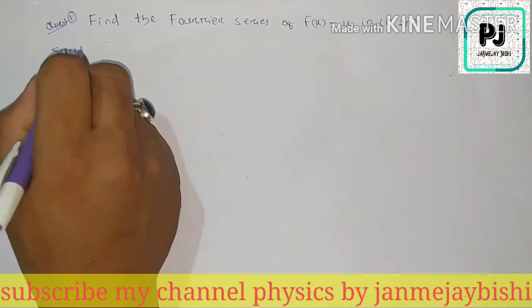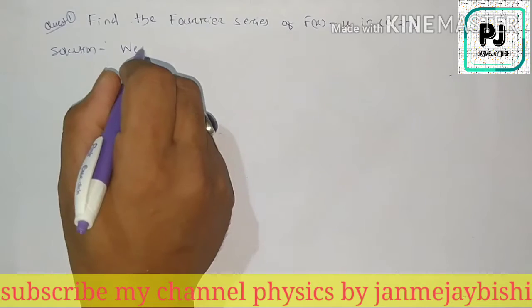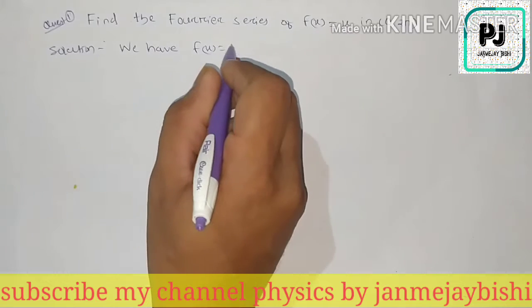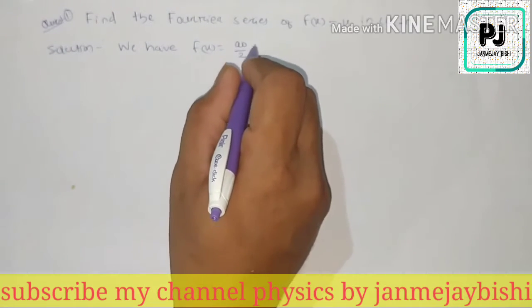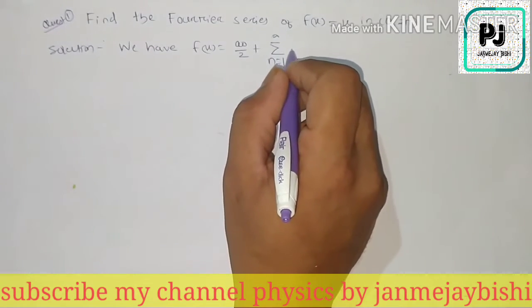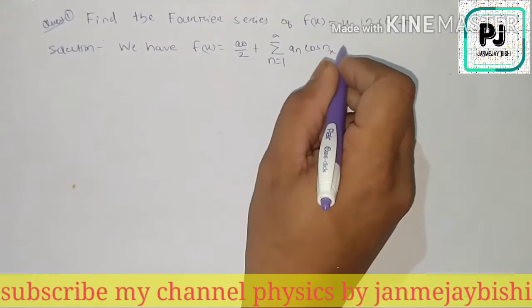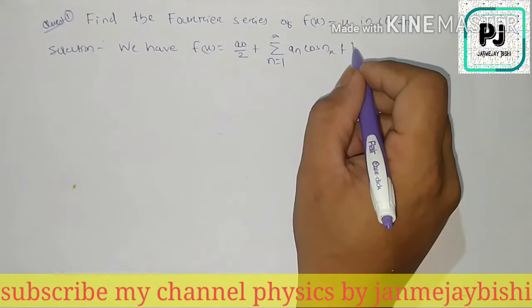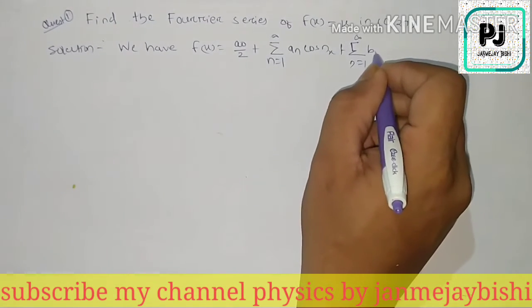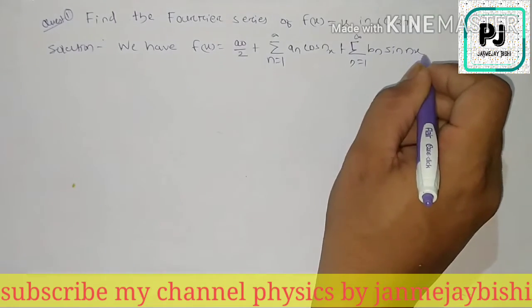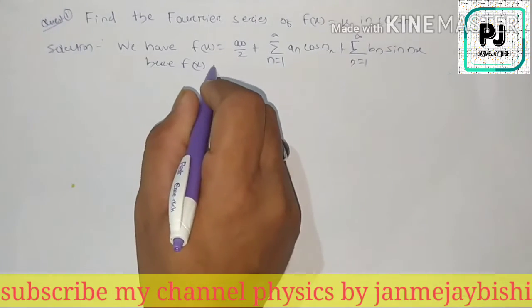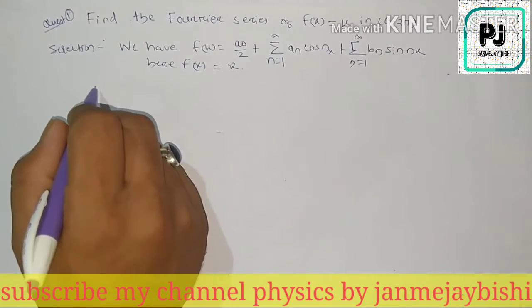So first you can write now the f(x). We have f(x) is equal to a0 by 2 plus summation n is equal to 1 to infinity an cos nx plus summation n is equal to 1 to infinity bn sin nx. So this is the basic formula. Here f(x) is equal to x, that is given in the question.